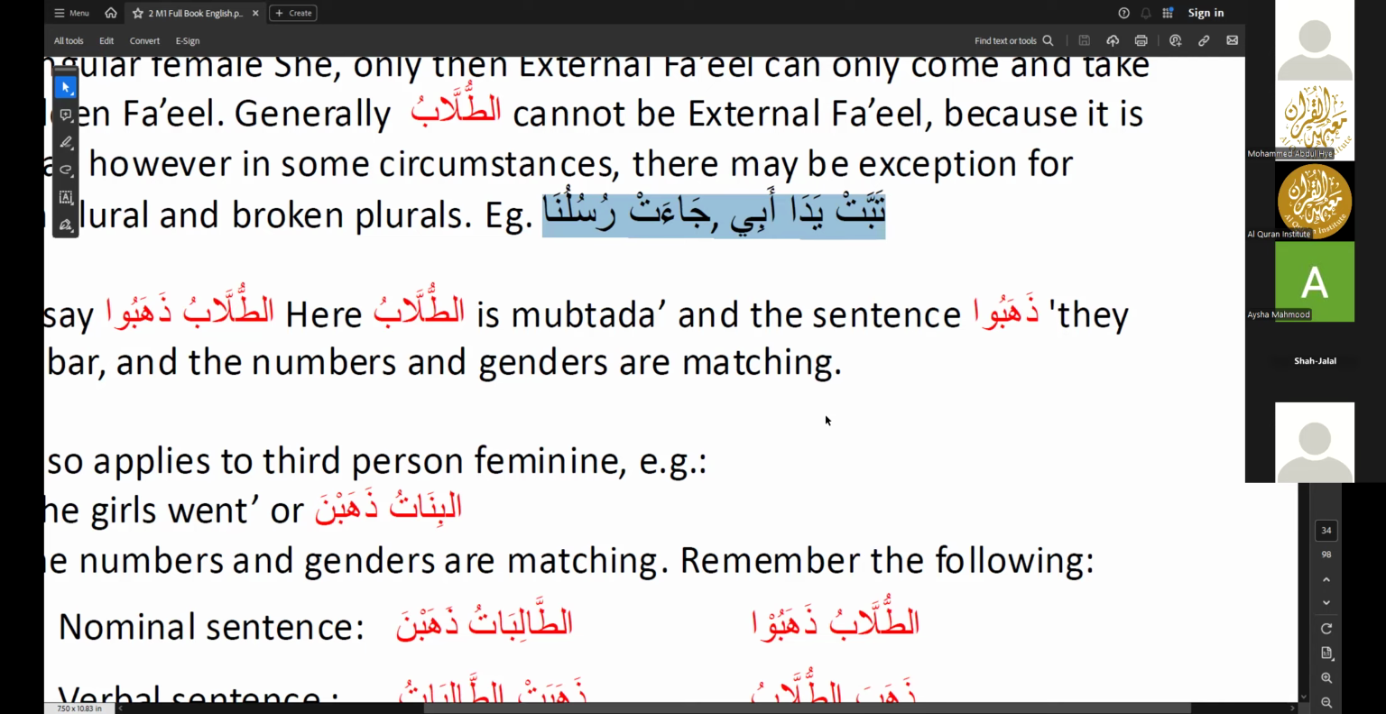Tabbat yada Abi Lahab. Abu Lahab's hands. Which one is the fa'il here by meaning? Quick, answer please. If you say hands, it's correct. Hands, correct. But hands has some attachment, some connection with whom? Abu Lahab. So Abu Lahab's hands is the fa'il, brothers and sisters. That's what I wanted to say.